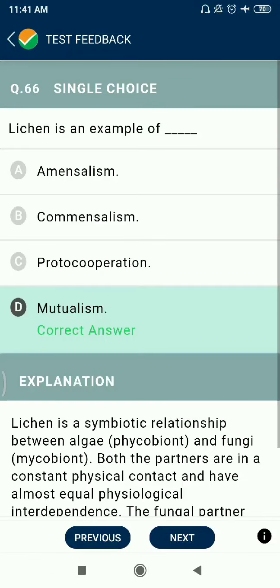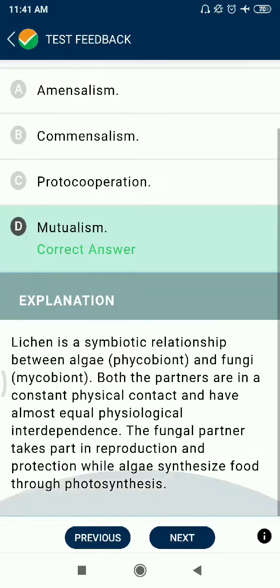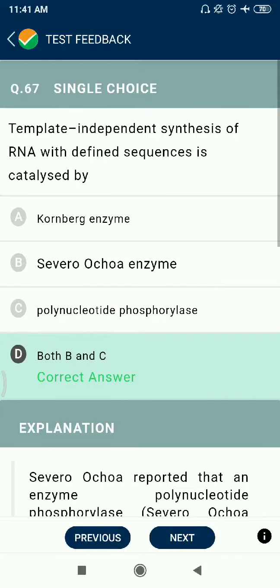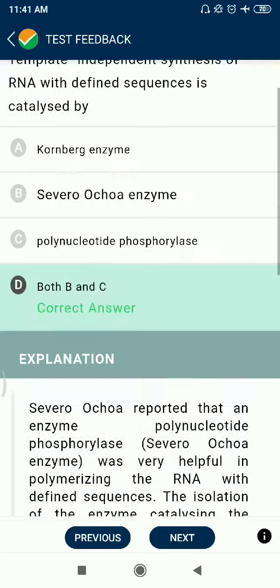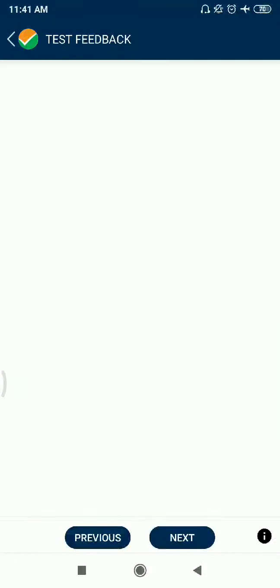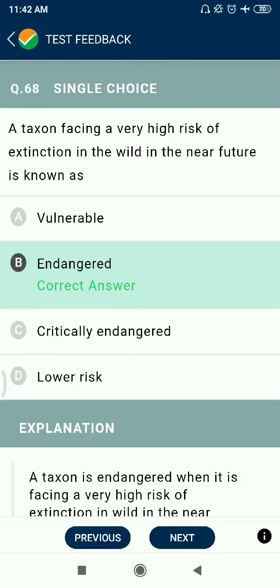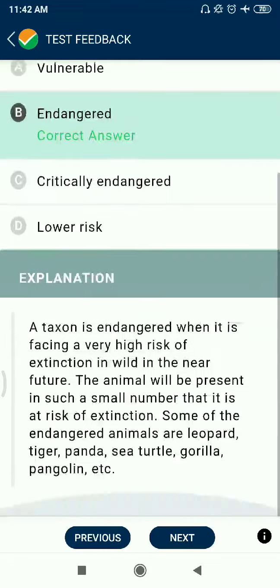Question number 60. Lichen is an example of mutualism. Question number 67. Template independent synthesis of RNA with defined sequence is catalyzed by Severo Ochoa enzymes, then polynucleotide phosphorylase. Question number 68. A taxon facing a very high risk of extinction in the wild in the near future is known as endangered.